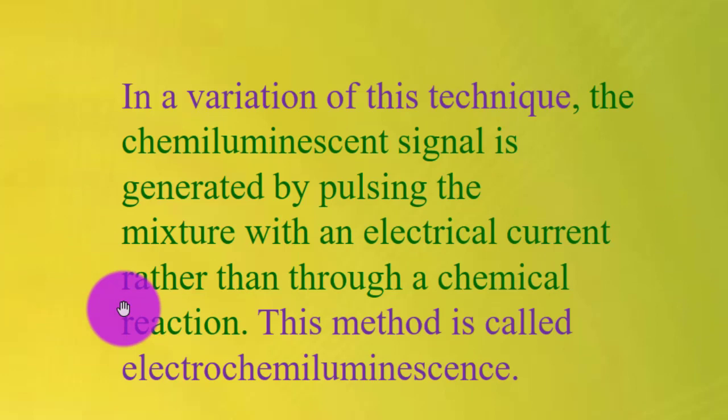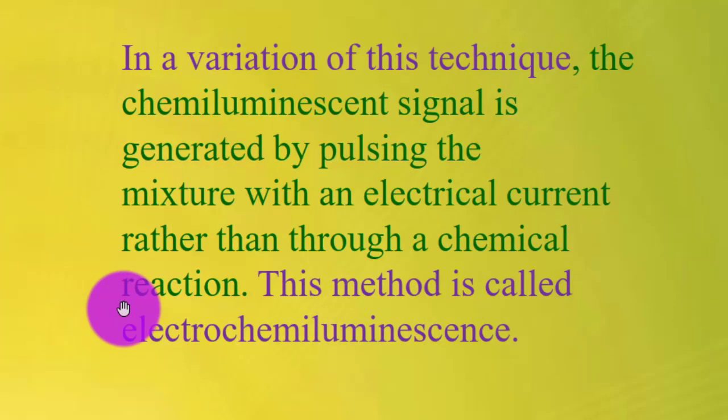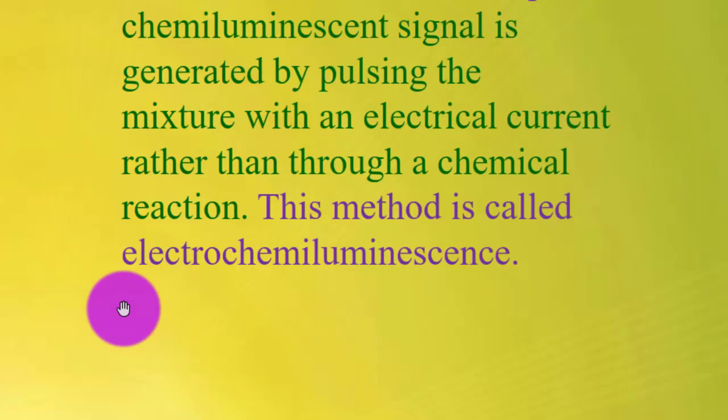In a variation of this technique, the chemiluminescent signal is generated by pulsing the mixture with electrical current rather than through a chemical reaction. This method is called electrochemiluminescence.